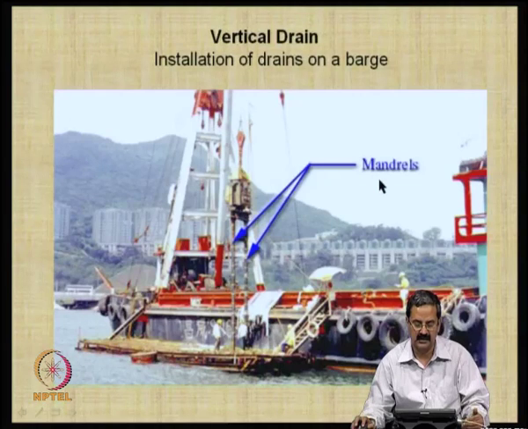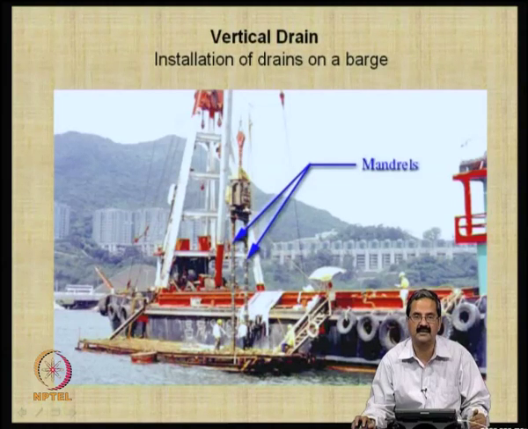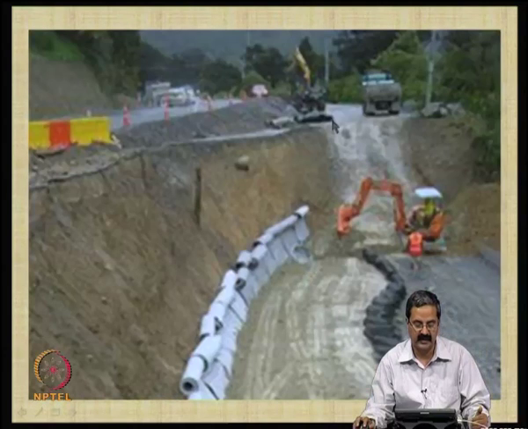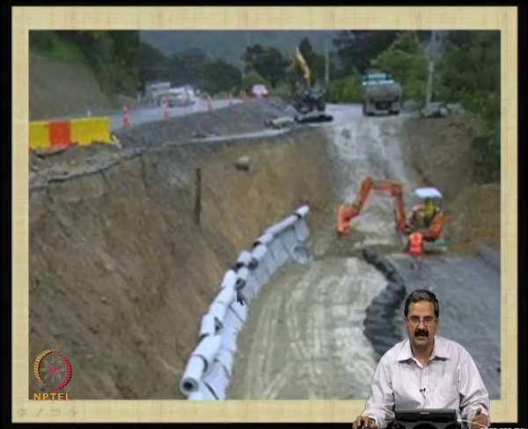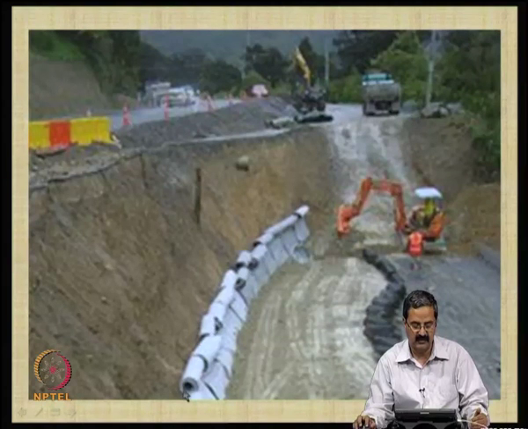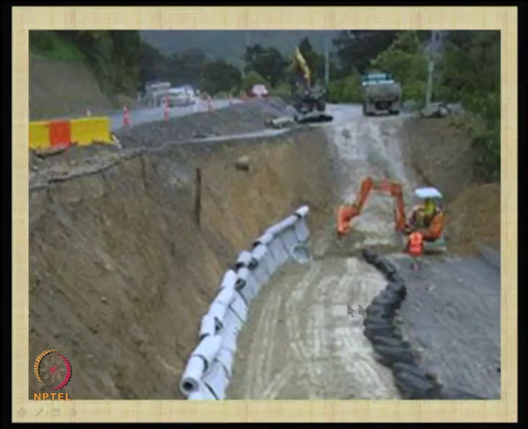That is very important. In fact, see the installation from a barge, you can see the mandrels being handled from here. The soil is so soft in some places that you may have to take them on a barge, it is possible. So, one should be very careful, and this is another typical example, where you are trying to use PVDs for constructing some extra slope here.